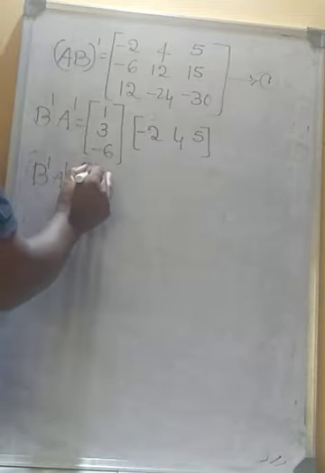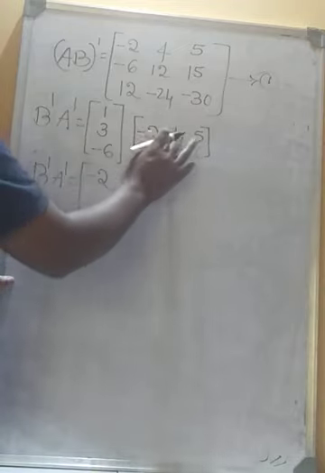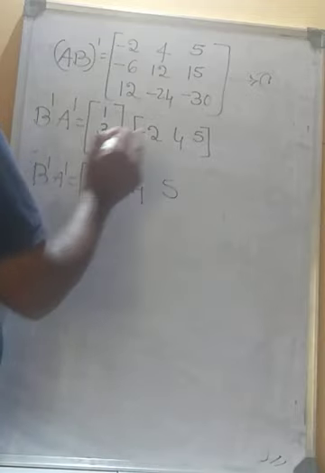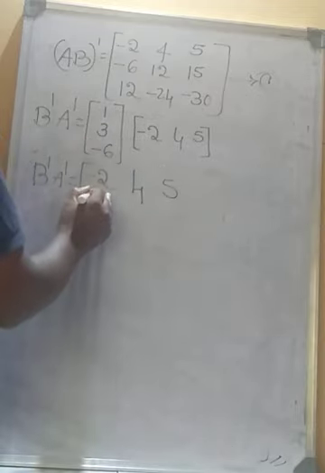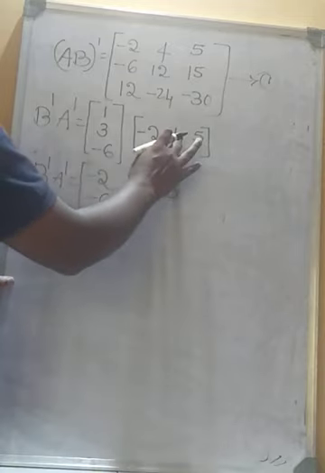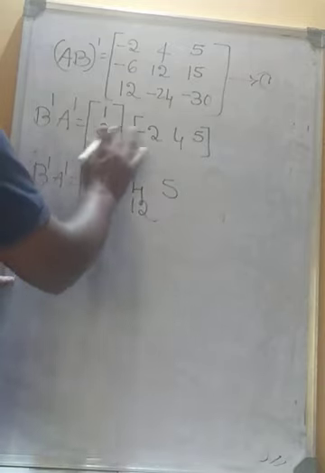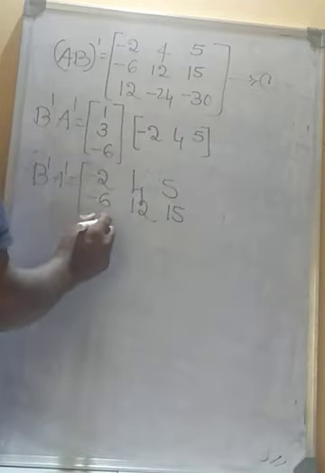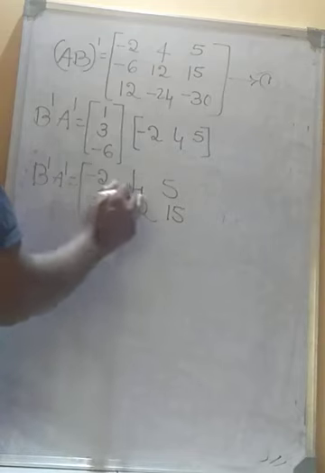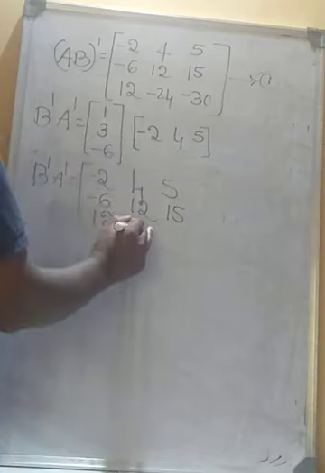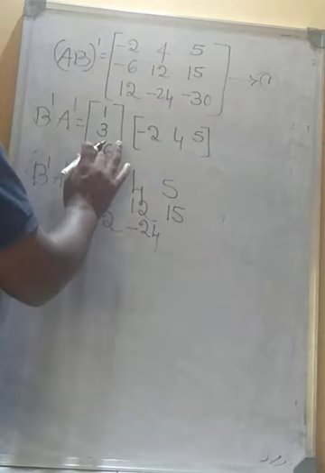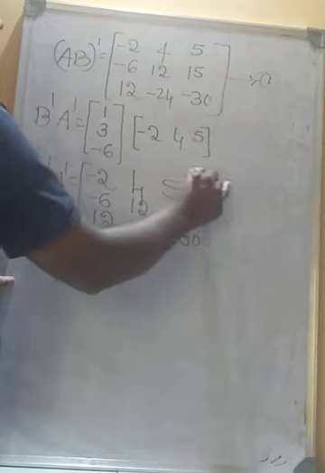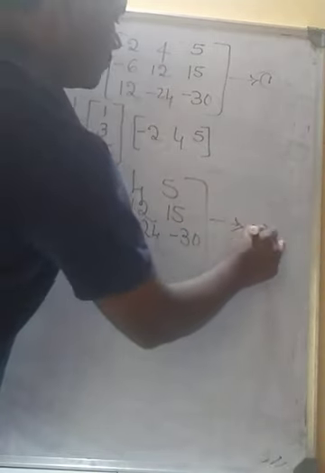first row, first column, -2; first row, second column, 1 four is 4; first row, third column, 1 five is 5; second row, first column, -6; second row, second column, 3 fours are 12; second row, third column, 3 fives are 15; third row, first column, minus into minus becomes plus 12; third row, second column, -24; third row, third column, -6 fives are -30. So call it equation number 2.